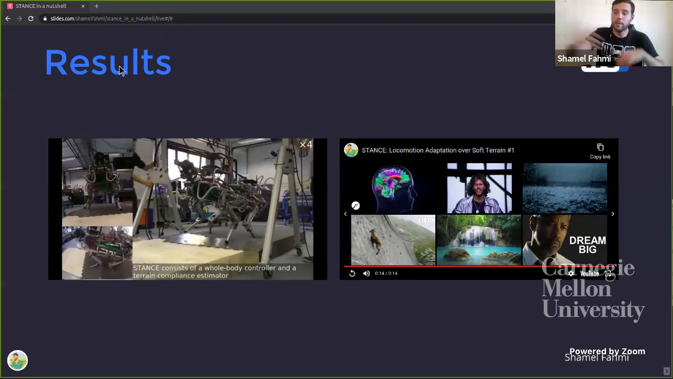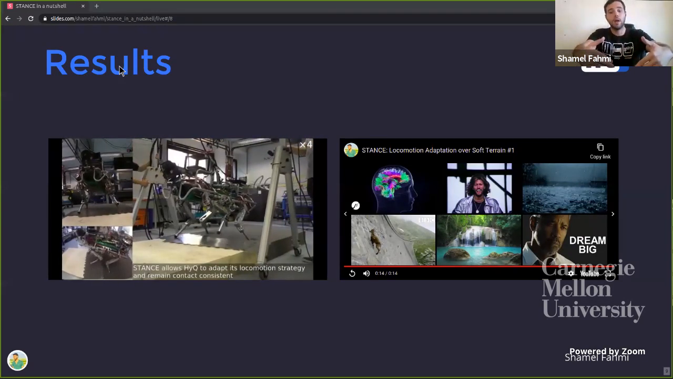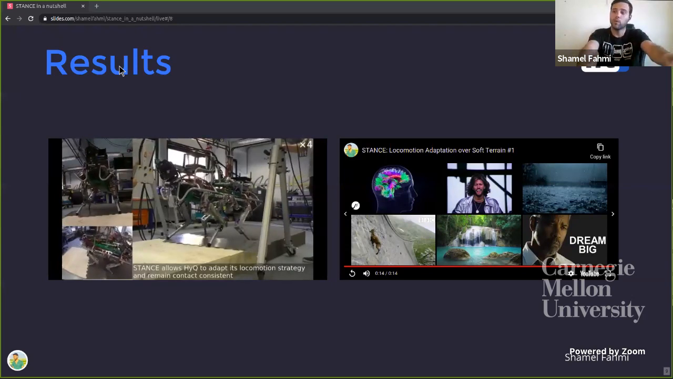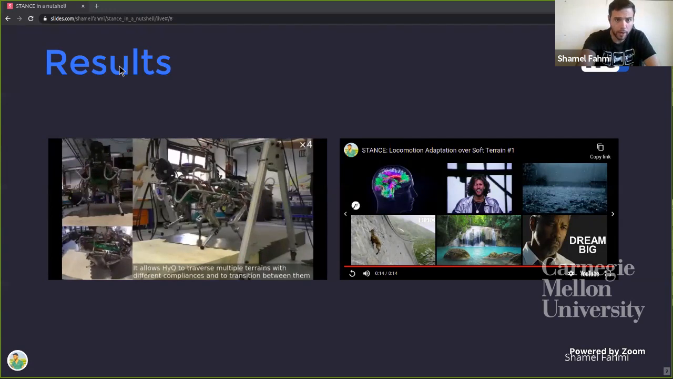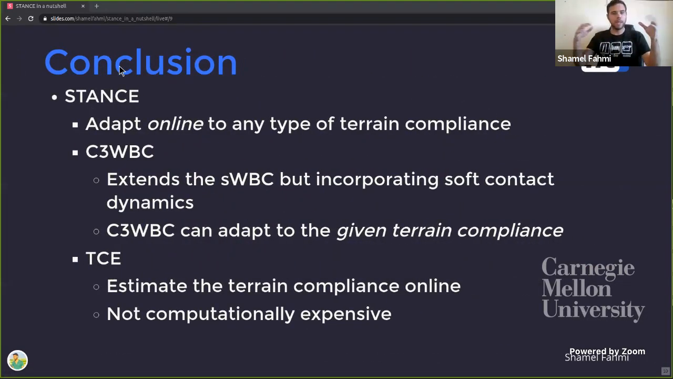So for example, now you can see that the front legs are considering a more rigid contact than on soft terrain. All right. So in conclusion, STANCE essentially can adapt to any type of terrain, whether soft or rigid.